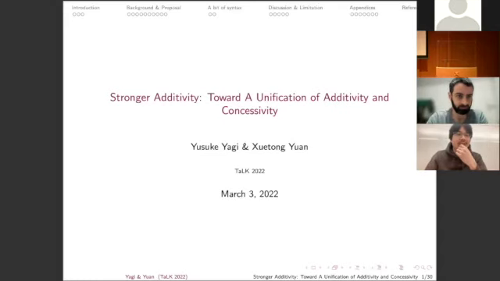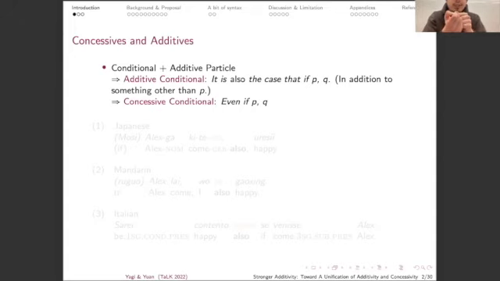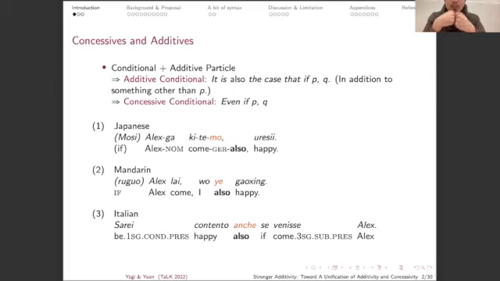The aim of this presentation is to unify additivity and concessivity in the context of conditionals. The intuition here is that in many languages, at least three, an additive particle can work either as an additive conditional or a concessive conditional in the context of a conditional. So let's look at examples 1 to 3.